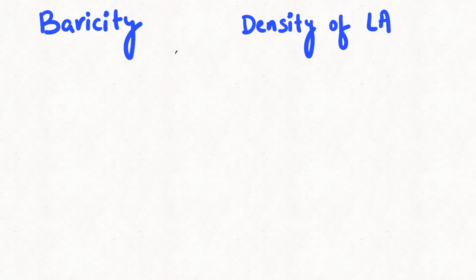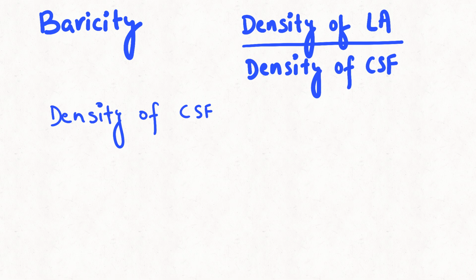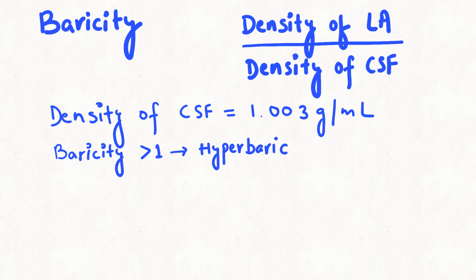Baricity is the ratio between the density of local anesthetic to that of CSF. Density of CSF is 1.003 gram per milliliter. Baricity more than 1 is hyperbaric, which means heavier than CSF. That is, it will move downward with gravity to the dependent part.